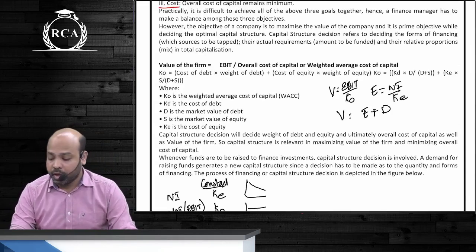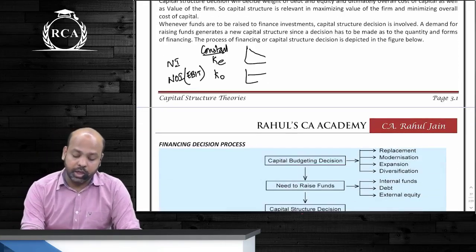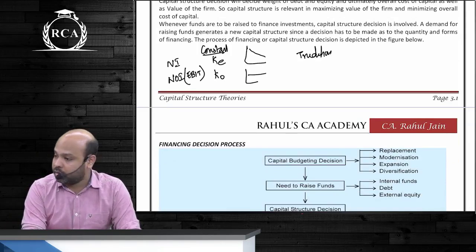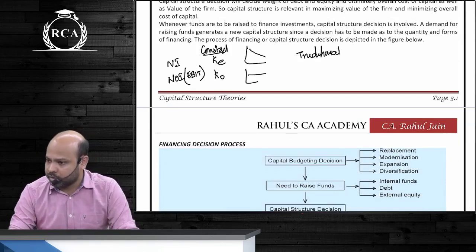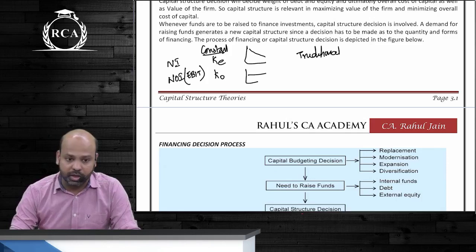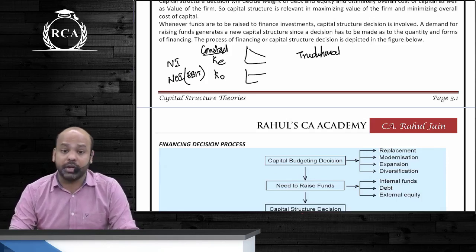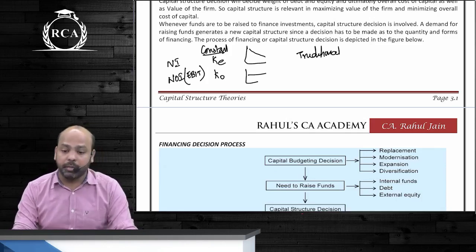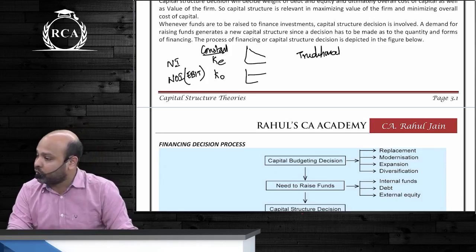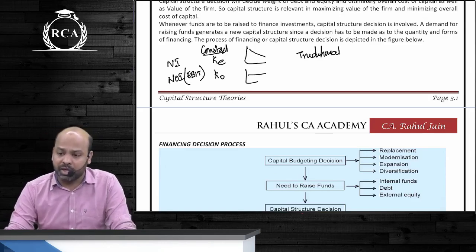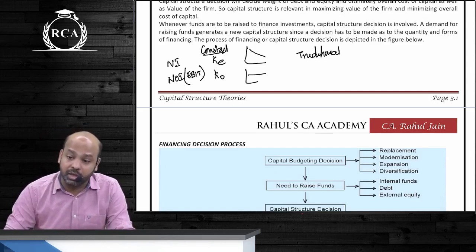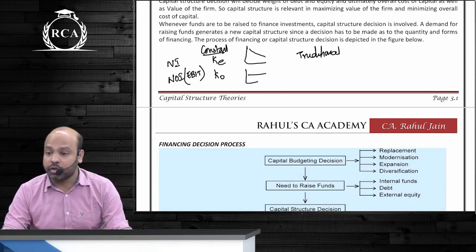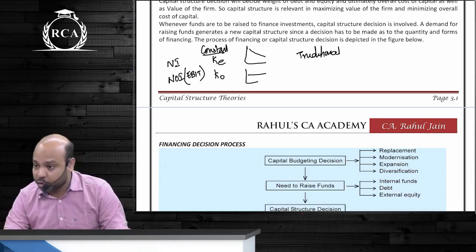of equity. A better version than NI and NOI approach was the traditional approach. Traditional approach better recognizes the fact, guys, that nothing remains constant. Your cost of equity will not remain constant, cost of debt will not remain constant. Initially, as you increase the amount of debt, there will be a marginal increase in cost of equity, there will be a marginal increase in cost of debt. But that in turn will have a positive impact only on the overall cost of capital. Your KO is still going to reduce.